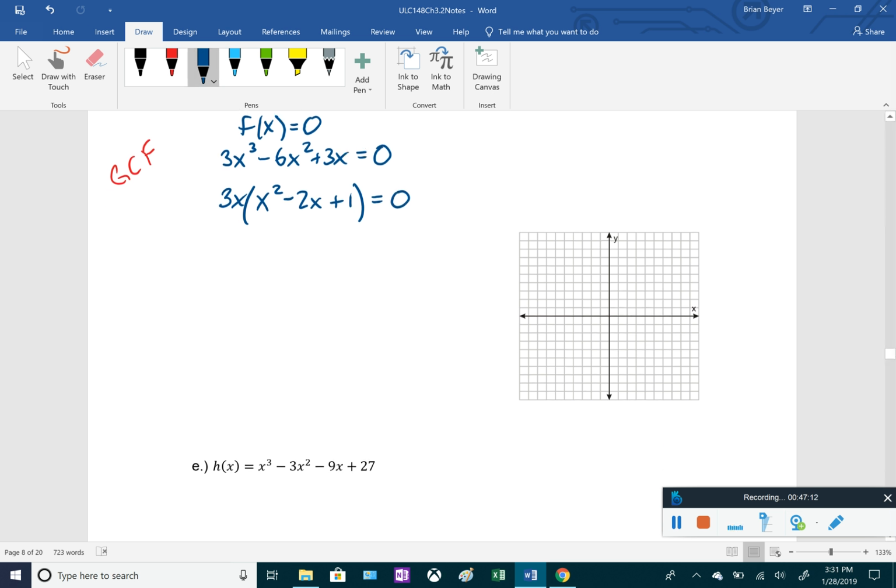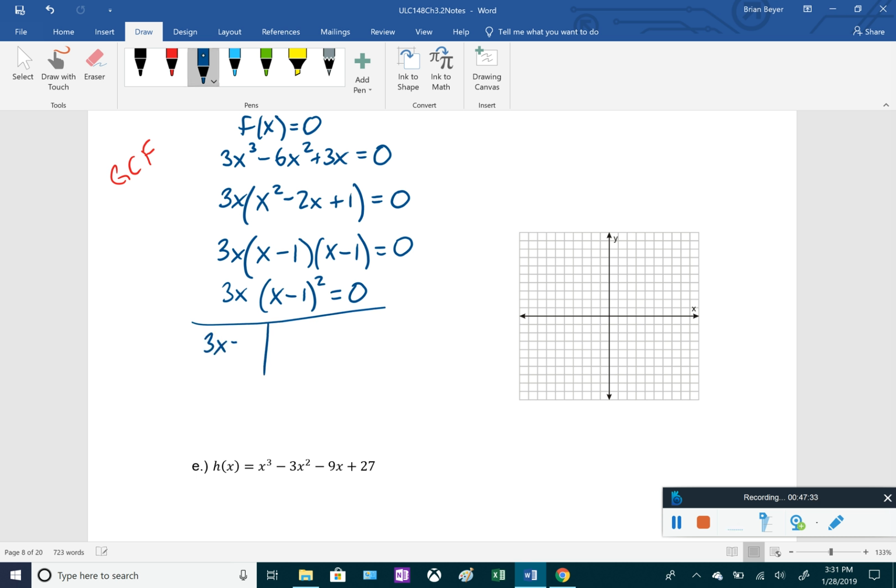We can factor that quadratic. Two numbers that multiply to 1 that add to negative 2. That would be x minus 1 times x minus 1. And just like before, I'm going to write that as x minus 1 squared. Okay, so now it's factored, so that means either this factor has to be 0 or this one has to be 0. That's going to give us x equals 0 on the left and x equals 1 on the right.